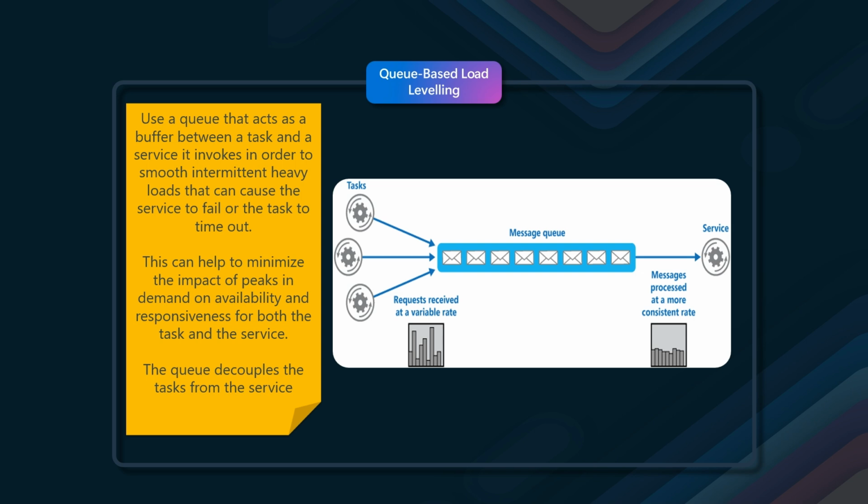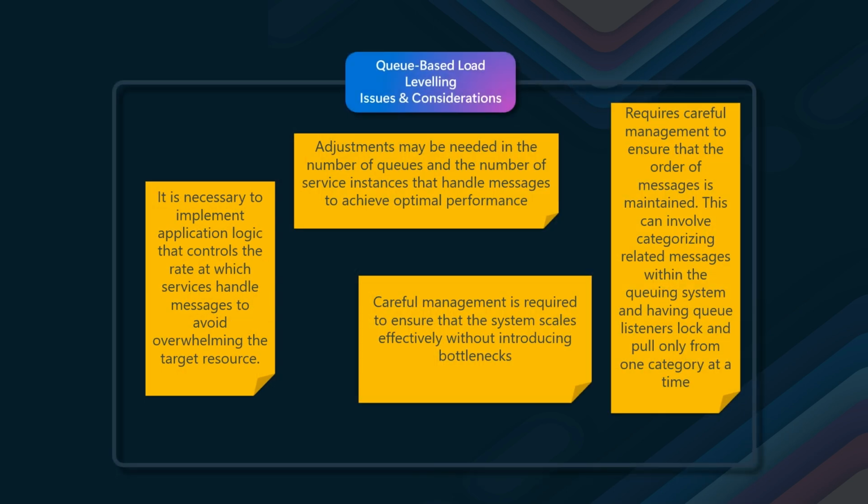So we need to think about refactoring a solution and introduce a queue between the tasks and the service, which is where the queue-based leveling pattern comes into play. The queue-based leveling pattern is designed to handle intermittent heavy loads by using a queue as a buffer between a task and the service it invokes. Here are some of the issues and considerations associated with this pattern.